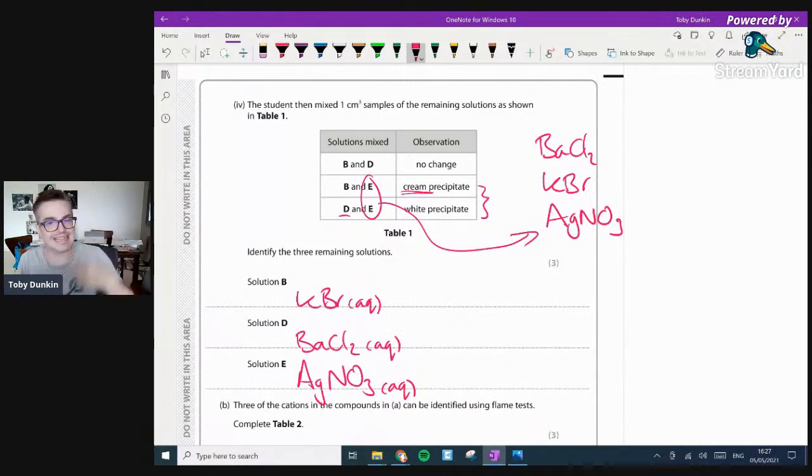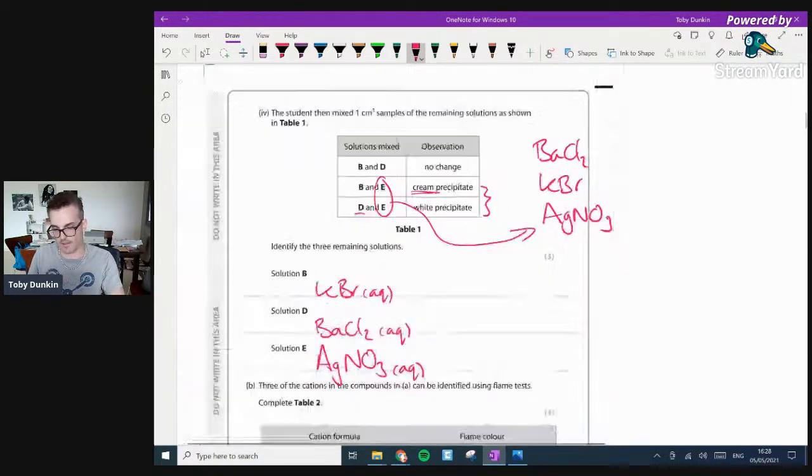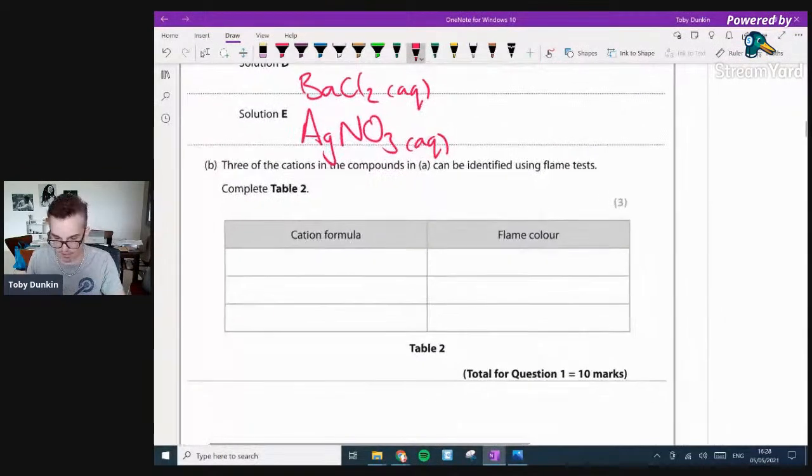So many additional questions usually come on the back of this. How could you prove that it's white and cream? To prove that it's white, you use dilute ammonia and it will vanish. To prove that it's cream, you use dilute ammonia and it won't vanish. You could also distinguish between the cream and the yellow being conc ammonia and the cream vanishes. But loads of different things.